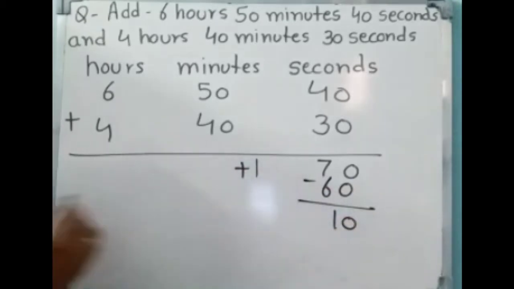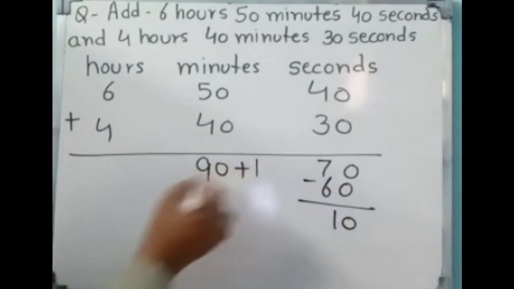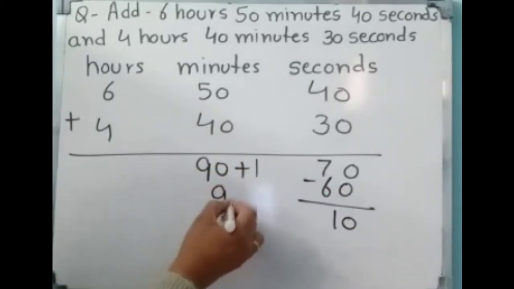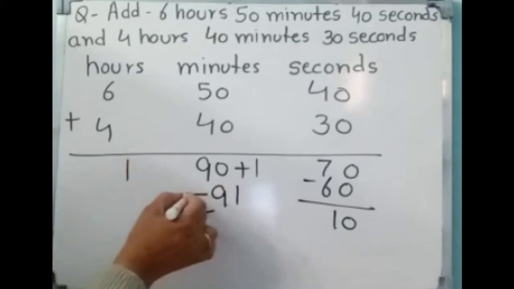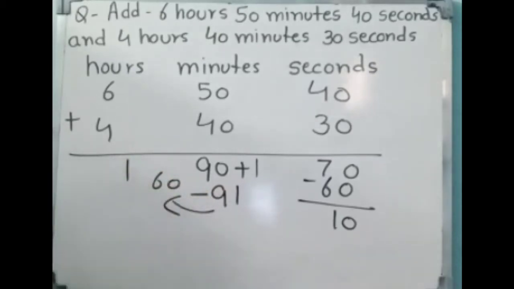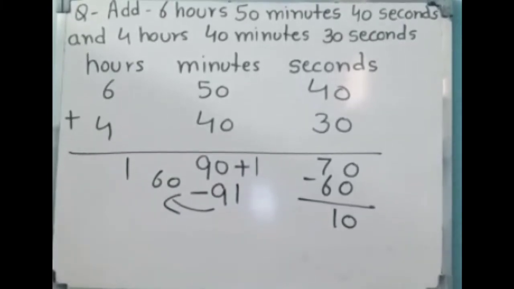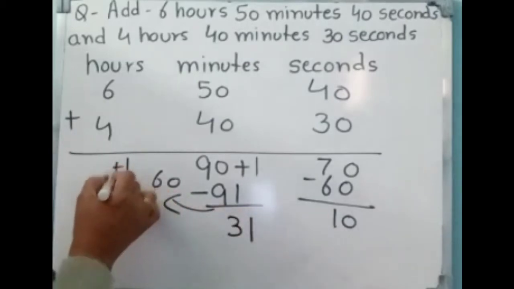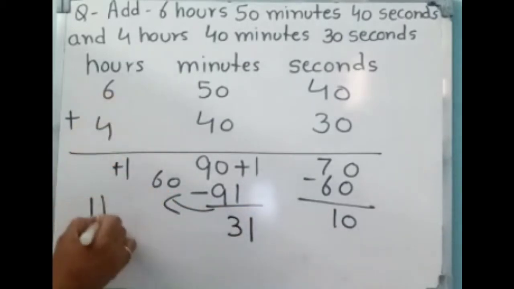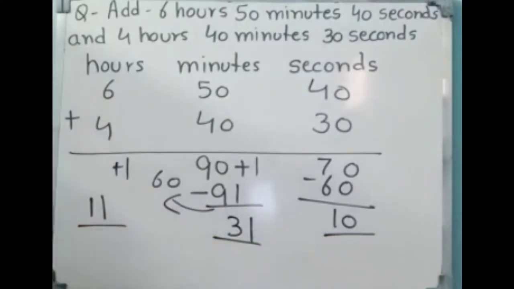Now here we have 90 minutes. 90 plus 1, we have 91 minutes. So we will give 1 hour here. That is minus 60. So what is here? Here we have 31 minutes and then plus 1 here. So this is 11. This is the simple method to convert it and do it.